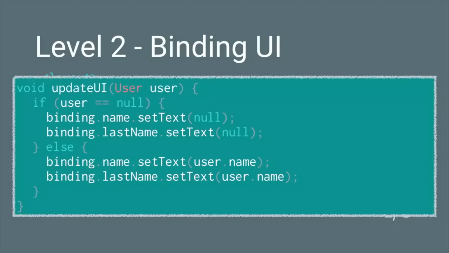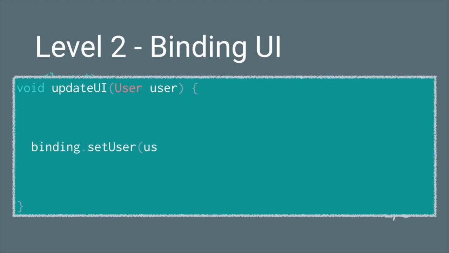So let's look at an example. In your update UI method, you get rid of all of it. The only thing you do is set it on the binding, and it takes care of it.